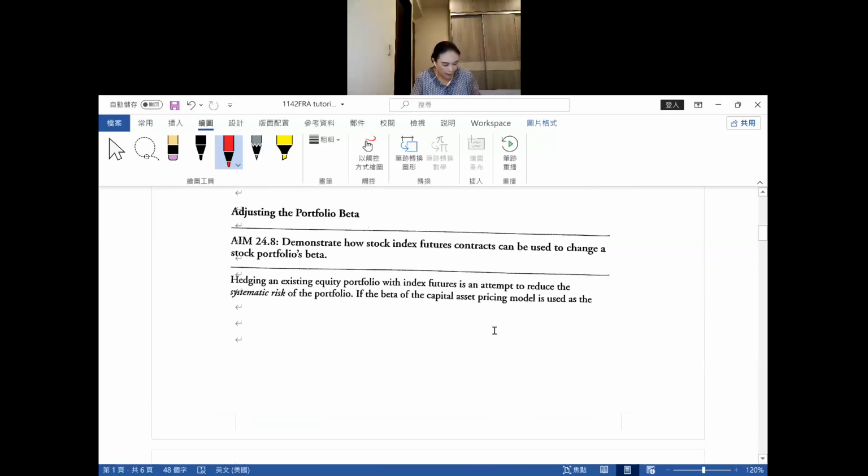Following that, we will apply this formula in adjusting the portfolio beta. Here, later on, we introduce a new figure, beta star, which is our target beta.